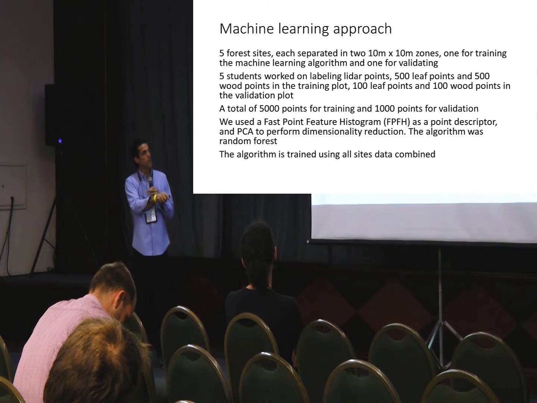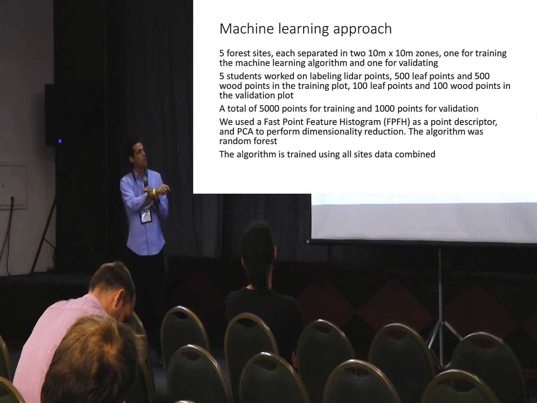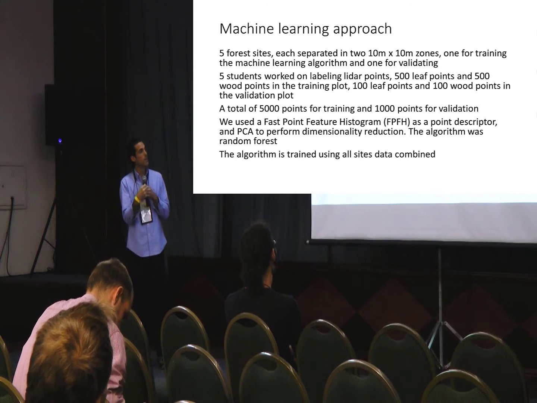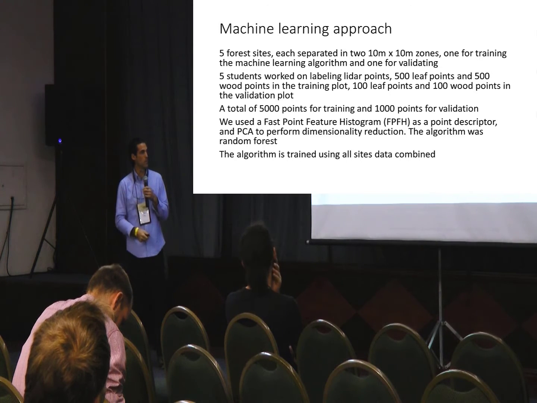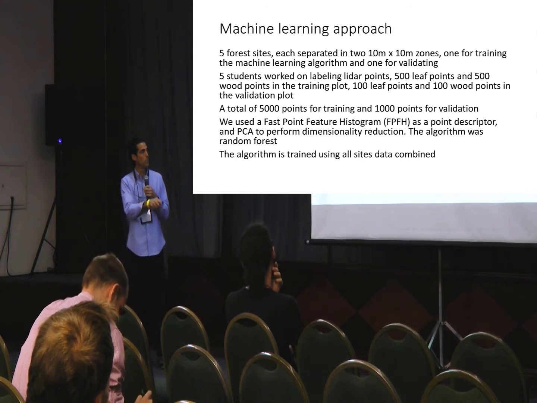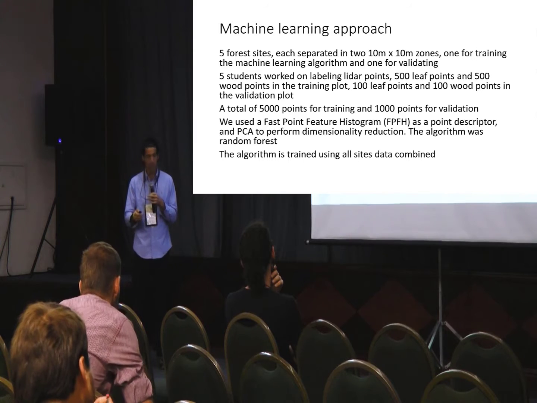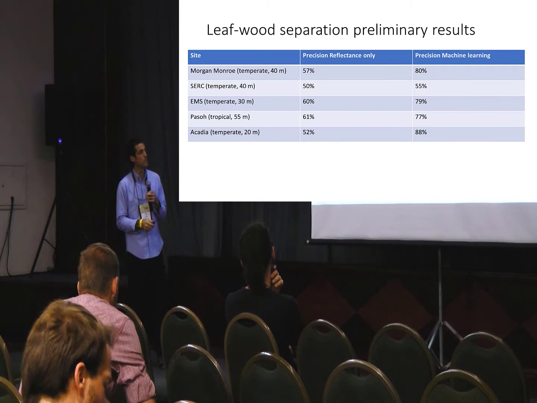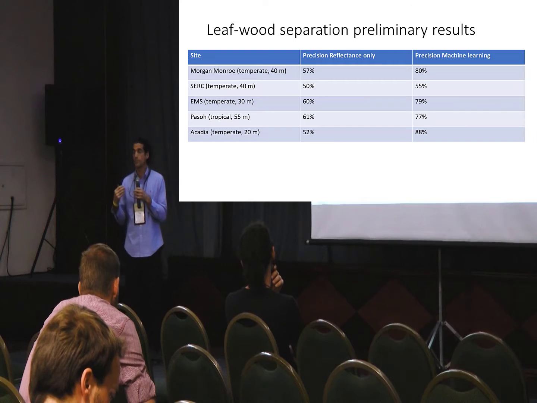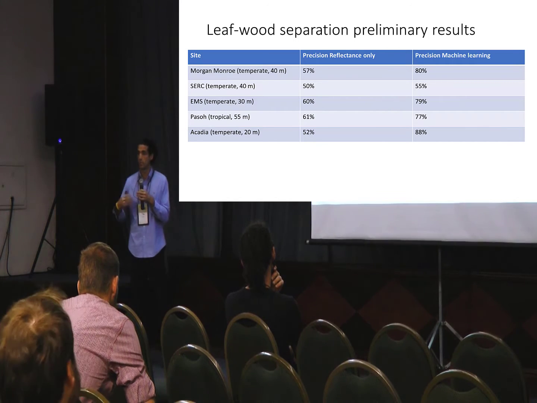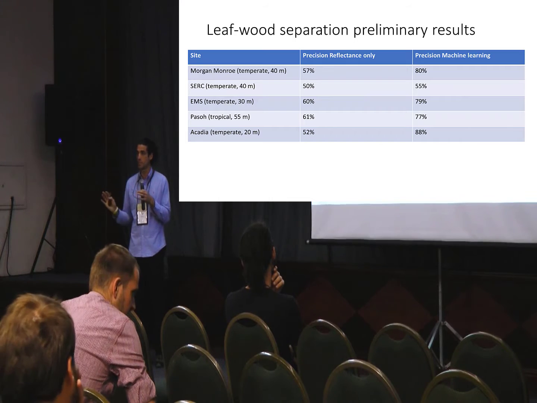And we tagged 500 points for each wood and leaf in training plots, and 100 for validation. So we had a total of 5,000 points that were tagged as wood or leaf for training, and then 1,000 for validation. And then we used random forests. And the training was done on all sites combined. So the results are here, and this is very preliminary. Some of it is somewhat surprising, and we haven't gone through the data yet to figure out why it's like this, but these are the results we got.